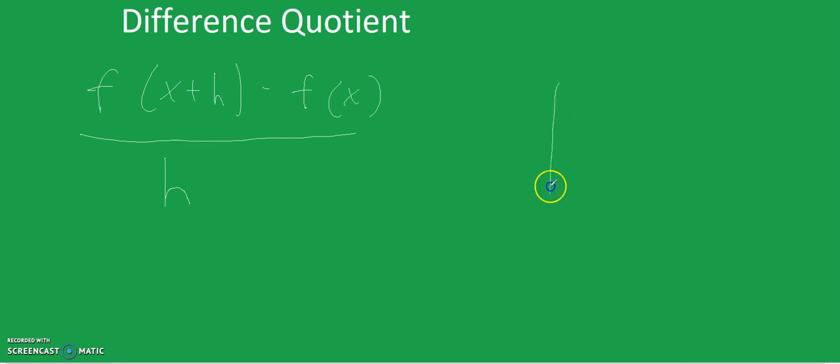So let's say I have the graph of a function, and let's say it looks something like this. Let's say it keeps on going on to infinity, like this. Okay, well, let's take an x value. Let's say x is right here. And then let's look at x plus h, where h is this distance right here. So let me do that in another color. So this distance right here is h.